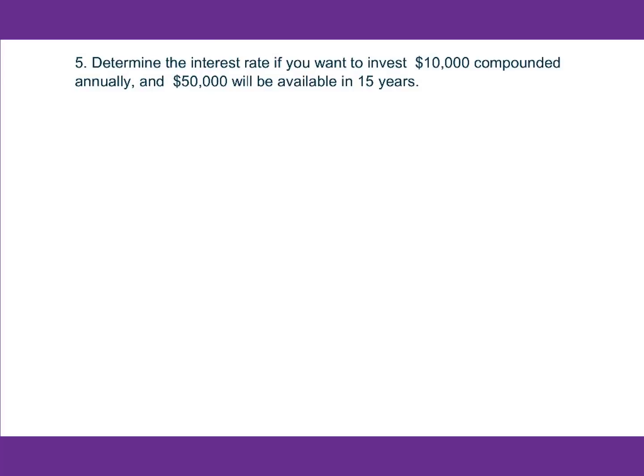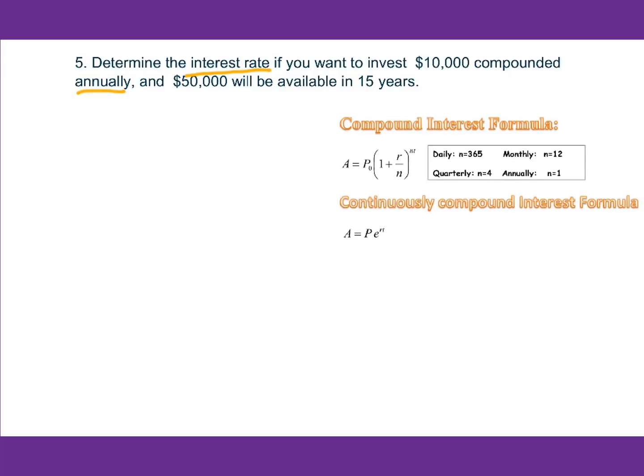For number 5, determine the interest rate. If you want to invest $10,000 compounded annually, and $50,000 will be available in 15 years. We got to use this formula. Since it's compounded annually, that's n equals 1. Therefore, I will get A equals P0, that means original principal, times (1 plus r) to the t's power.